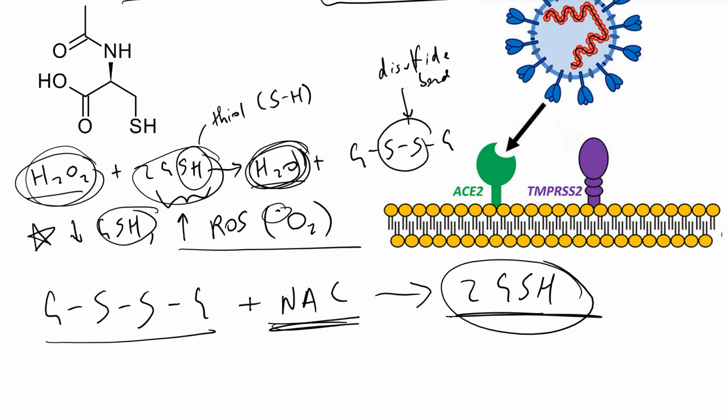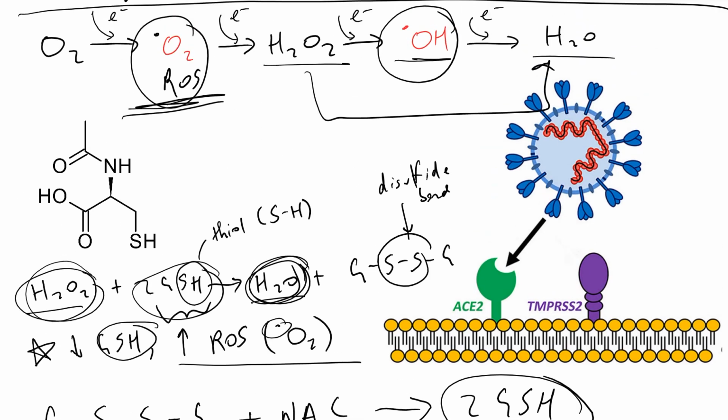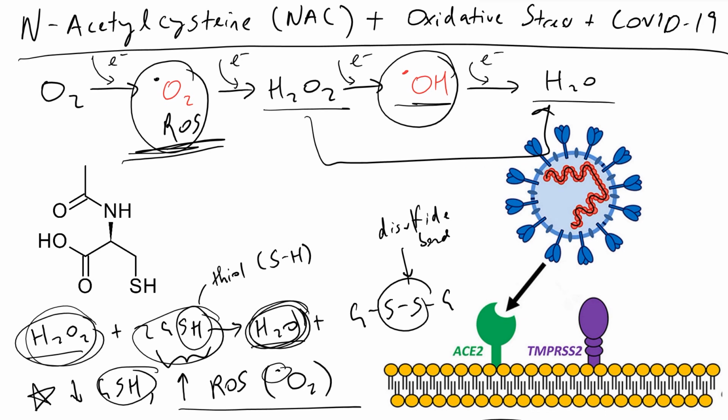It helps us regenerate GSH inside of our cells. And now when we begin to zoom in on the specific case of COVID-19 and the SARS-CoV-2 virus, what is happening here is that we already know that the spike proteins, which are these blue tulip-looking things, are going to be binding onto the ACE2 receptor. ACE2 stands for angiotensin converting 2 enzyme.